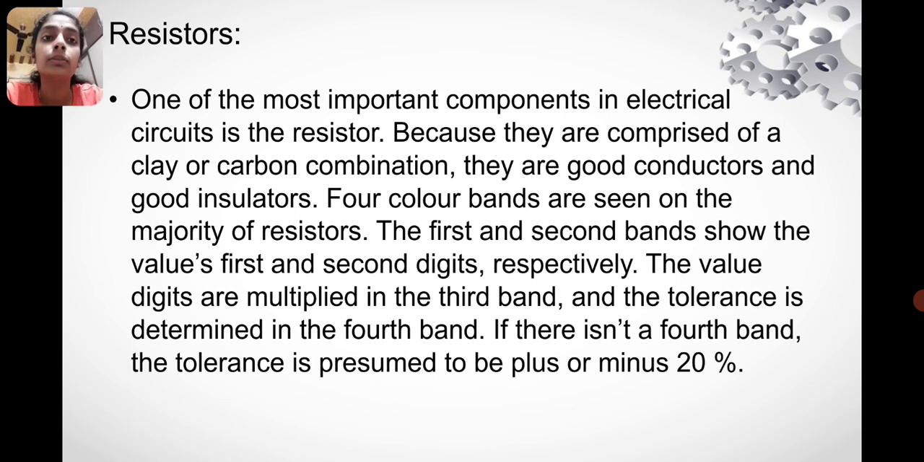Resistor. One of the most important components in an electrical circuit is the resistor, because they are comprised of clay or carbon combination. They are good conductors and good insulators. Four color bands are seen on the majority of resistors. The first and second bands show the values first and second digits respectively. The value digits are multiplied in the third band and the tolerance is determined in the fourth band. If there isn't a fourth band, the tolerance is presumed to be plus or minus 20%.